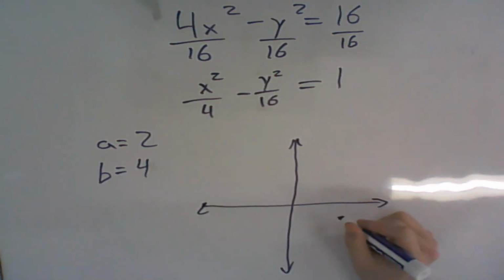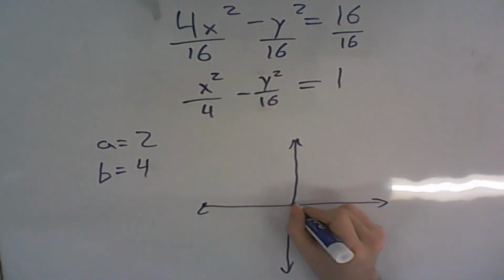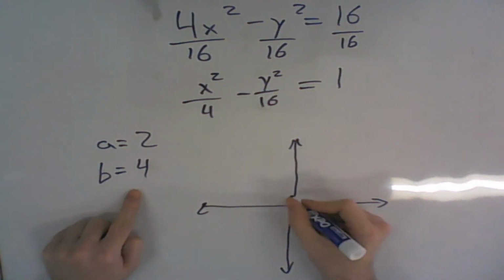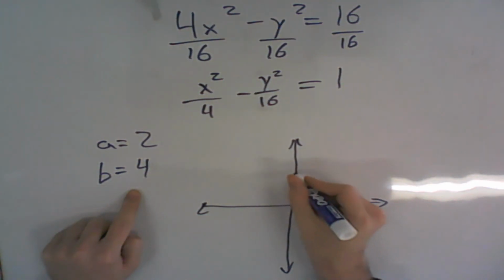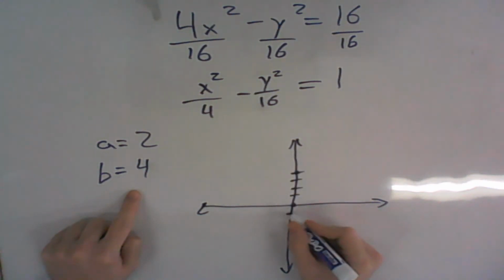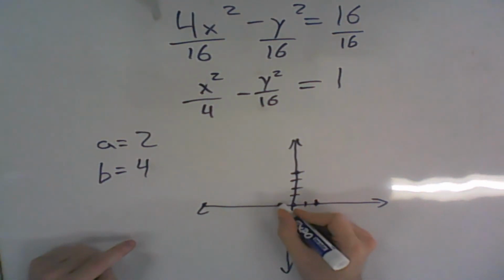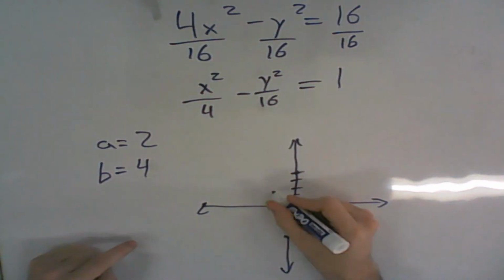Okay, so we have our 0, 0. Now we add plus, b is on our y, so we add 4 to our y and 2 to our x. And we make our little box.